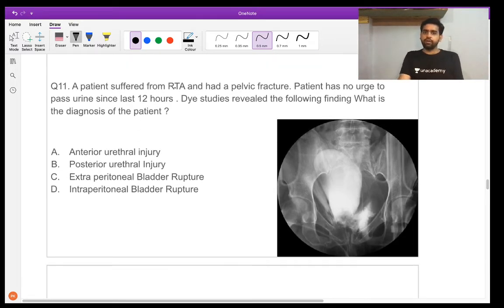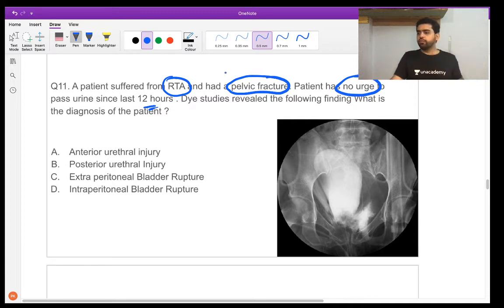A patient suffered from a road traffic accident and had a pelvic fracture. So the buzzwords in this are road traffic accident, patient developed a pelvic fracture. Good. Then the patient has had no urge to pass urine for 12 hours. Now, the study revealed the following finding. What is the diagnosis? So here we have a patient who has suffered a road traffic accident with a pelvic fracture, and no urge to pass urine for 12 hours. Is it anterior urethral injury, posterior urethral injury, extraperitoneal bladder rupture, or intraperitoneal bladder rupture? The image has been shown to you.